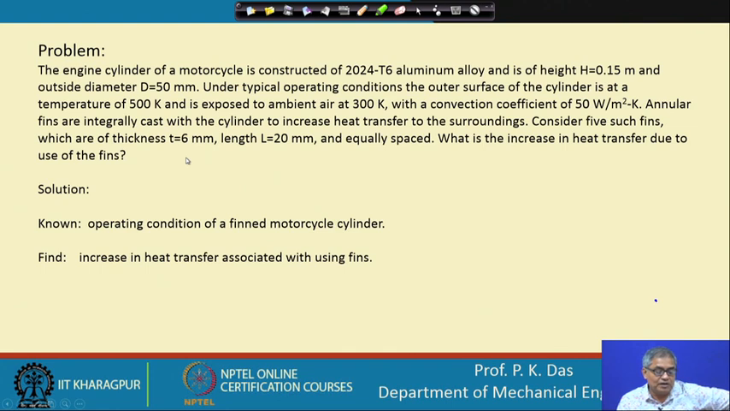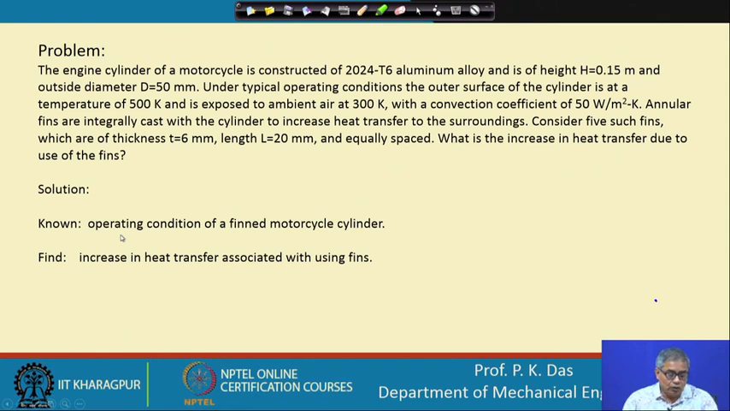which are of thickness t, where t is the fin thickness. Sometimes delta is used for indicating the fin thickness, and sometimes small t is used. The thickness is 6 millimeter, the length L is 20 millimeter, and they are equally spaced. What is the increase in heat transfer due to the use of fins?